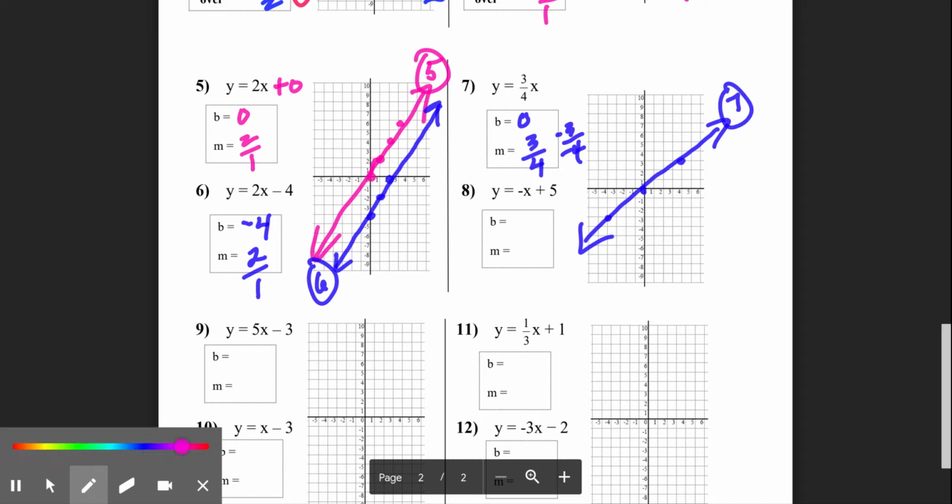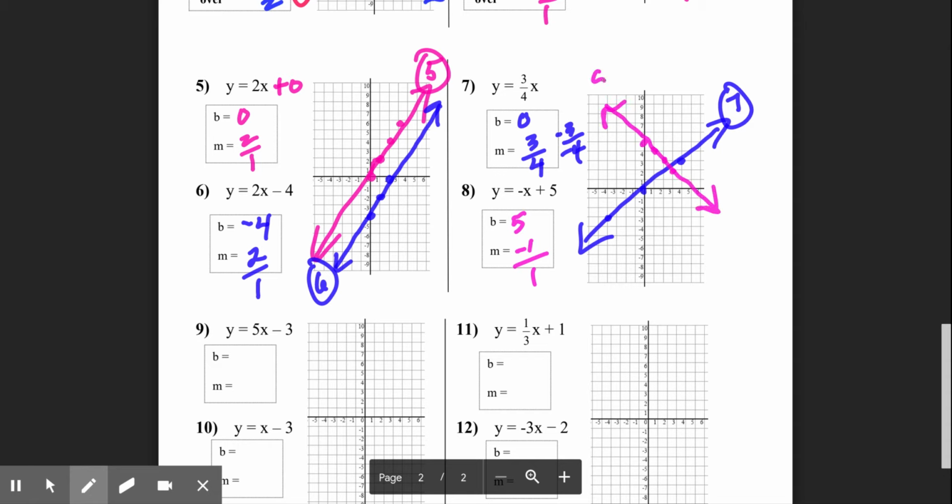All right, problem 8, my y-intercept is 5. My slope is -1, so that means -1 over 1. So I'm going to start up here at 5. And I can go down 1, right 1, down 1, right 1. I can keep doing that, down 1, right 1. So that's what that one looks like on problem number 8.